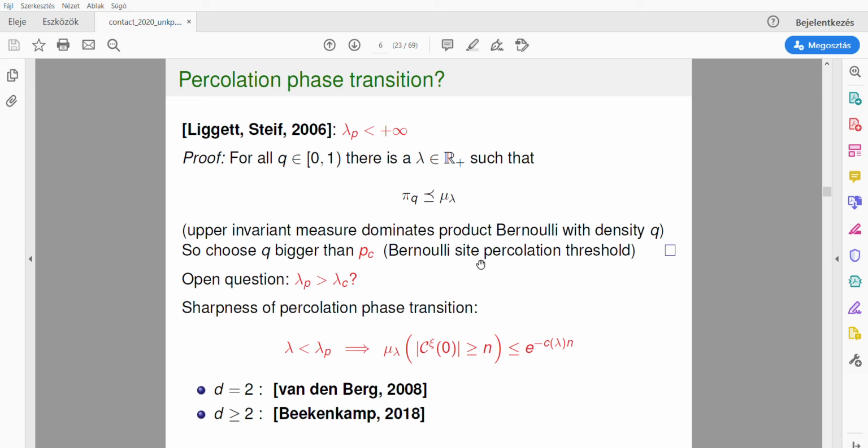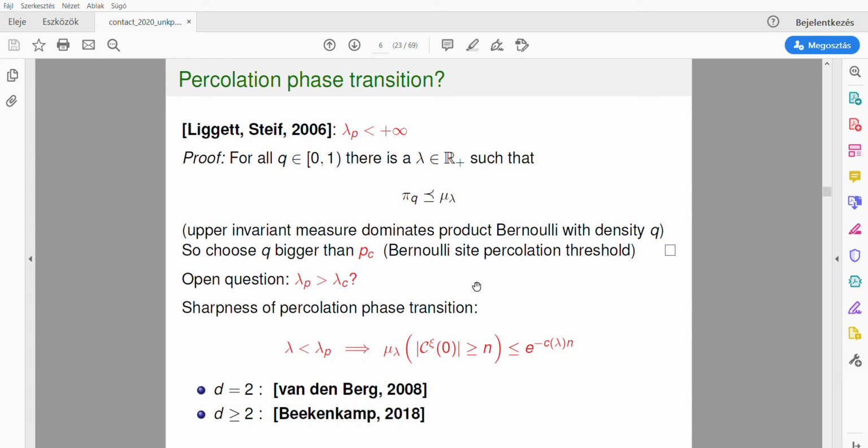Namely, people have written papers about the sharpness of the percolation phase transition. What people proved, namely in 2008 Rob van den Berg, and in 2018 Thomas Bekenkamp, is that if you take any infection parameter which is strictly smaller than this percolation threshold, then the connected components are very small. The connected components in the subgraph spanned by infected sites are going to be very small.